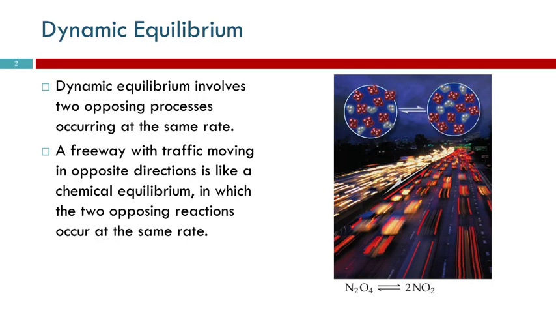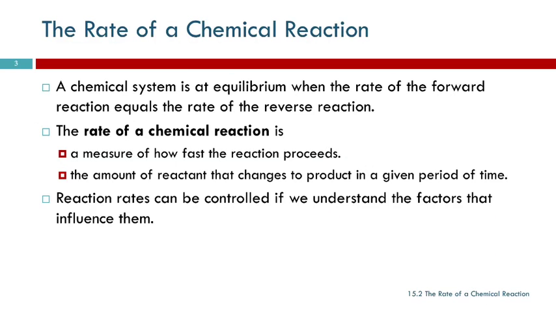So in a chemical equilibrium, we have two opposing reactions that are occurring at the same rate. We say that a chemical system is at equilibrium when the rate of the forward reaction is equal to the rate of the reverse reaction.